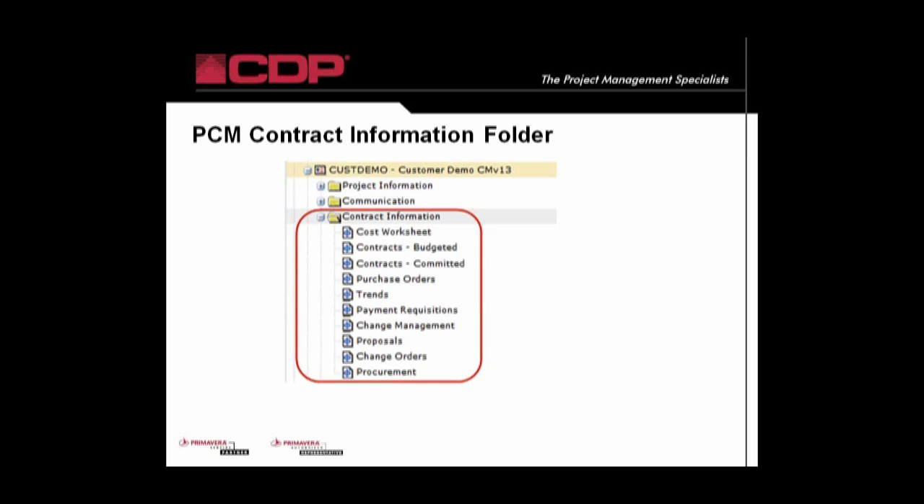Okay? We're going to cover Cost Worksheet, the 2 different types of contracts, budgeted contracts and committed contracts, and tell you what the difference in those 2 types of contracts are. We're going to take a look at purchase orders, a quick overview of trends, payment requisitions, change management, which includes proposals and change orders, and then the procurement module, and how all this information relates back to the cost worksheet, because that's going to be your financial overview display tool that you're going to use when tracking the financial information for your projects.